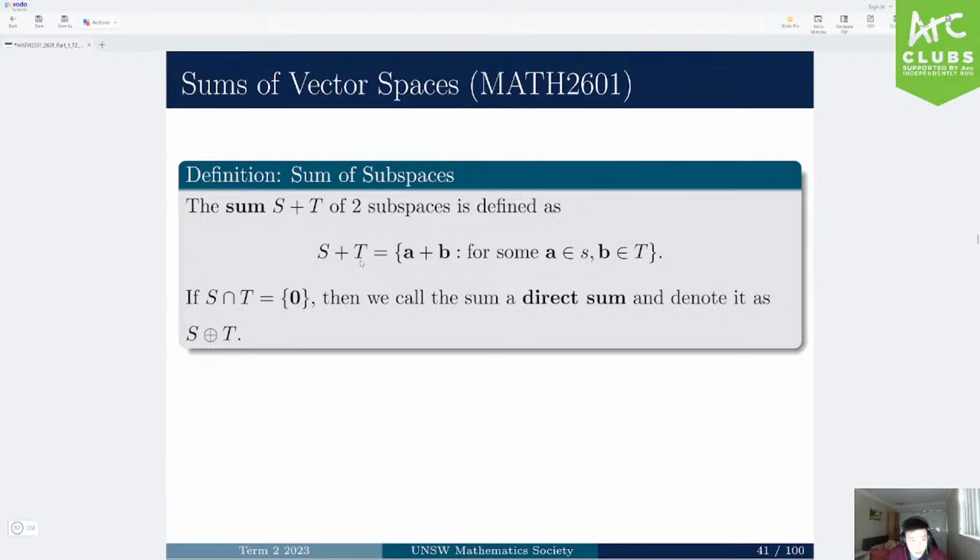And if the intersection between the two spaces S and T is a trivial intersection, just 0, then we call the sum a direct sum, and we denote it using S, a plus with a circle around it, T.